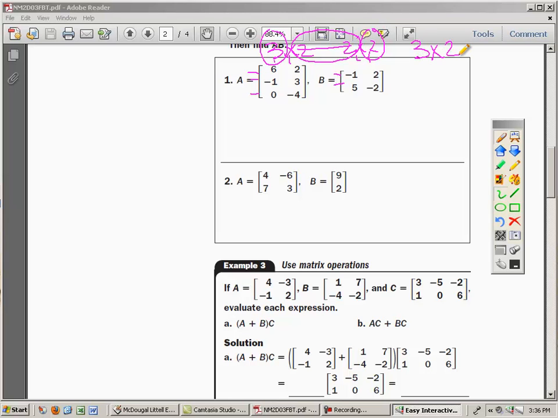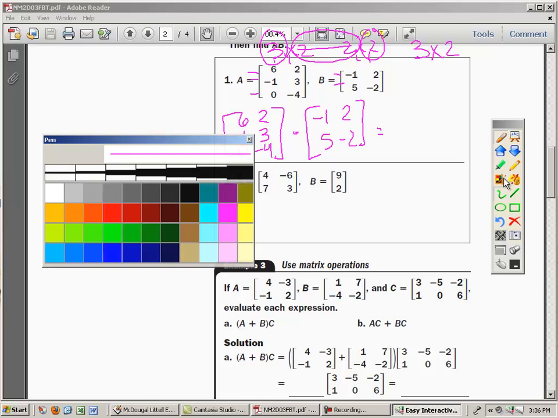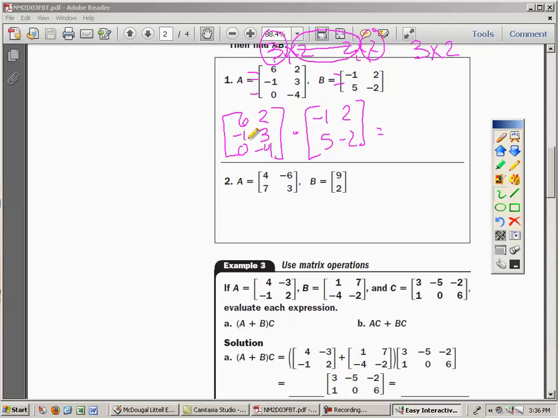Now, to find the product of 6, 2, negative 1, 3, 0, negative 4 times negative 1, 2, 5, and negative 2 equals. We're going to be doing a little bit of mental calculation here, so if we go too fast, you're certainly well within your rights to use your calculator as you need to. I know I'm going to have 3 rows and 2 columns here, so I should end up with 3 rows and 2 columns.